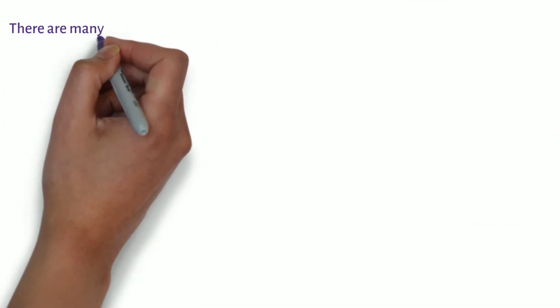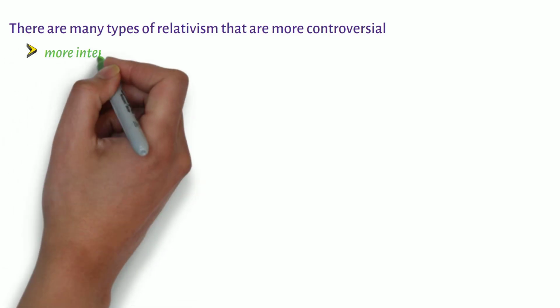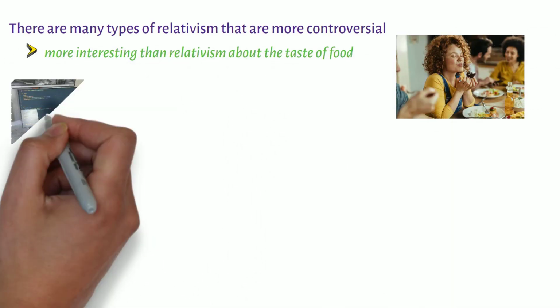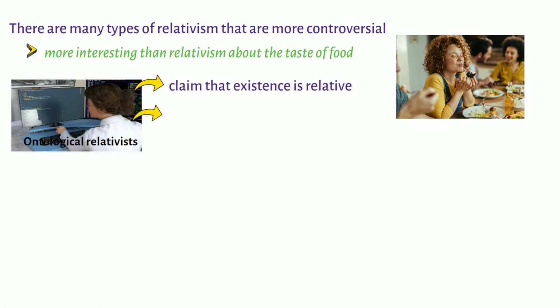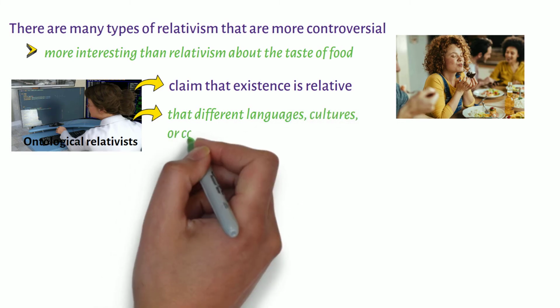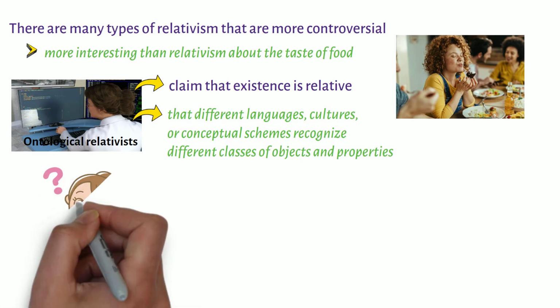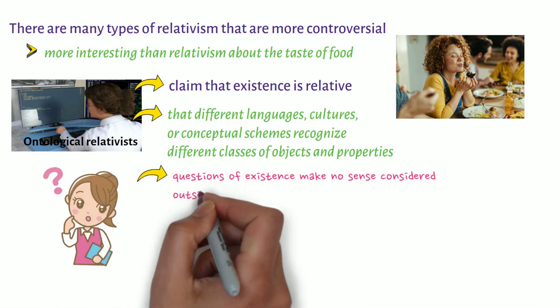There are many types of relativism that are more controversial and so more interesting than relativism about the taste of food. Ontological relativists claim that existence is relative. That different languages, cultures, or conceptual schemes recognize different classes of objects and properties, and questions of existence make no sense considered outside of such conceptual schemes.